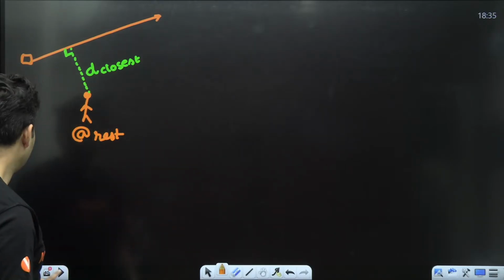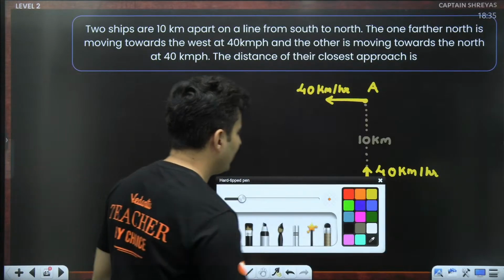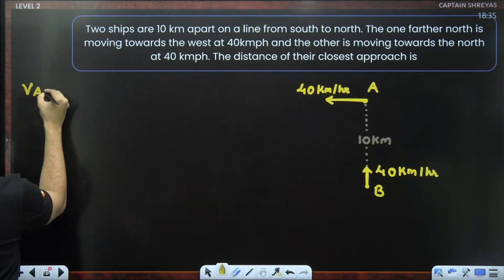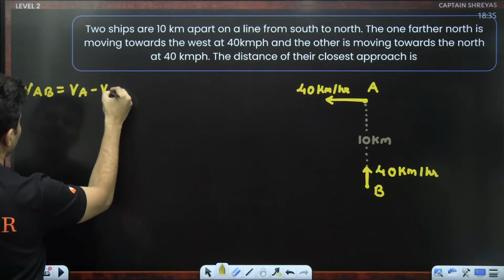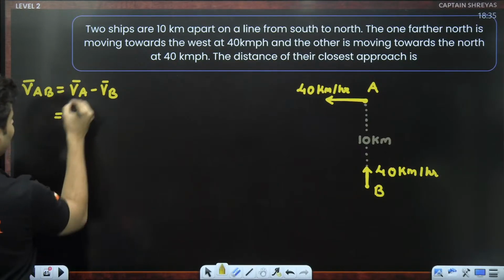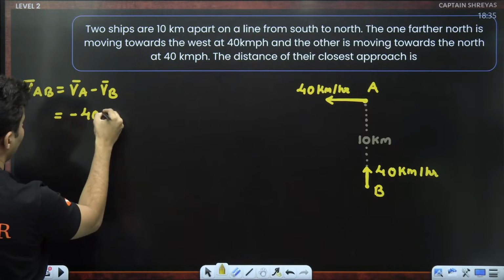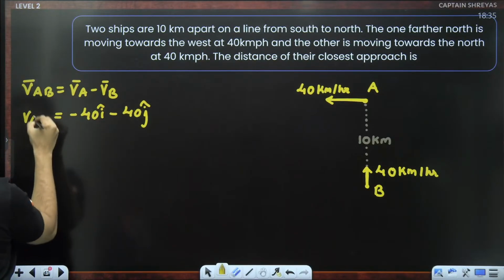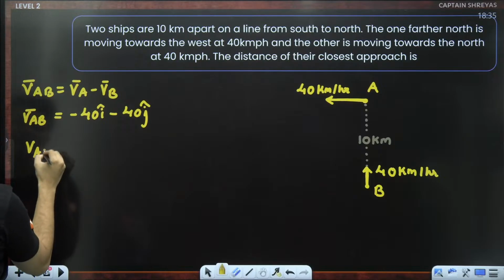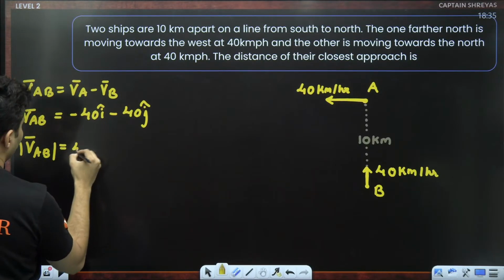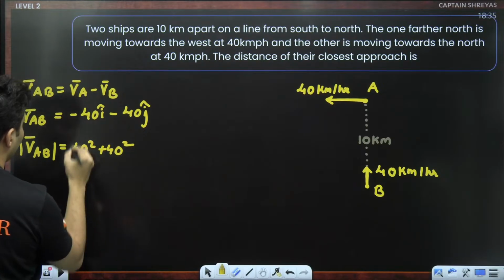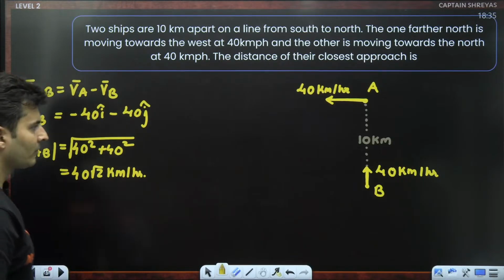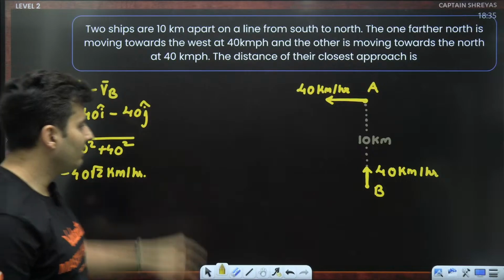Awesome. So in this particular question, let me find the velocity of A with respect to B. Velocity of A with respect to B, which is VA minus VB, will be: VA is minus 40 i cap, VB is 40 j cap. Perfect. So this is the relative velocity of A with respect to B. Magnitude wise, it is the square root of 40 squared plus 40 squared, which is basically 40 root 2 kilometers per hour. Okay. So now I'm talking about A's velocity with respect to B.